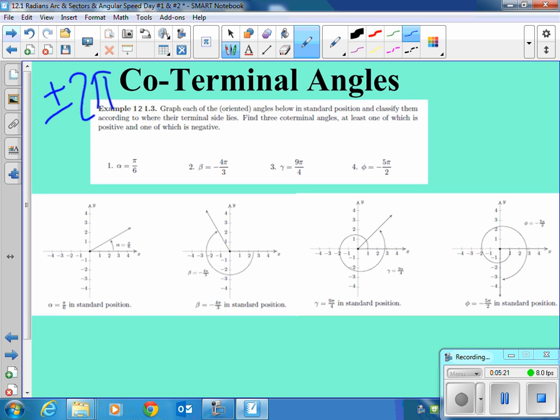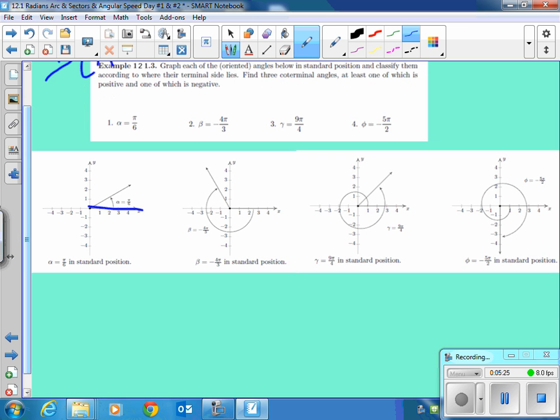So if you take something like pi over 6, here's 0, the reference angle, and you go up pi over 6. To get another one, you're going to add 2 pi, or 12 pi over 6. What's a coterminal of this one? 13 pi over 6. So I'm going to write pi over 6, 13 pi over 6.